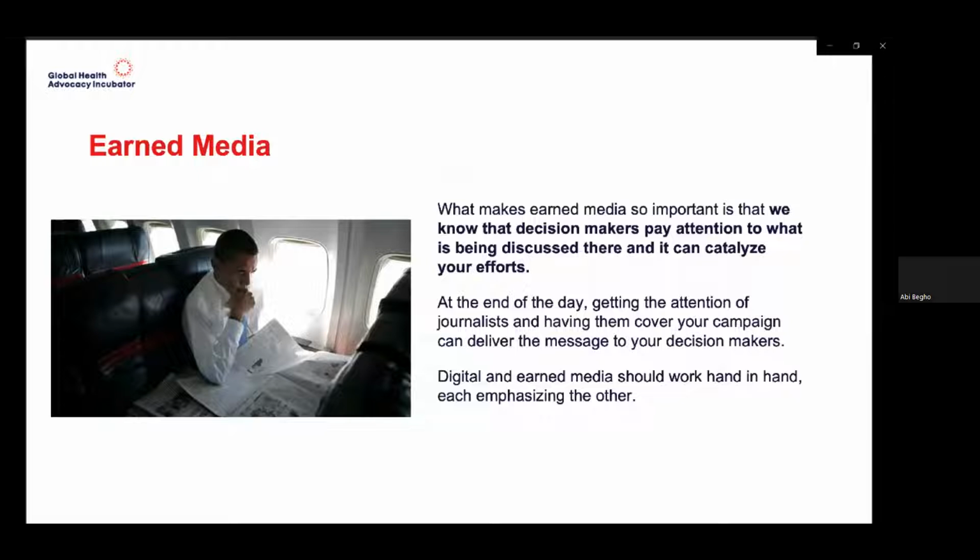And the one thing I just want to say in general about earned media is what makes earned media so important is that we know decision makers pay attention to what's being discussed there and can catalyze efforts. At the end of the day, getting the attention of journalists and having them cover your campaign can directly bring your message to decision makers. Digital and earned media should work hand in hand, as I always say. One should not work without the other. And working together, they can both be even more impactful.